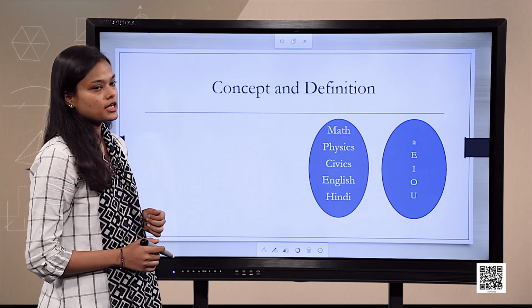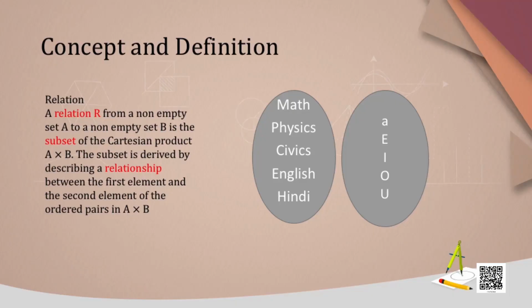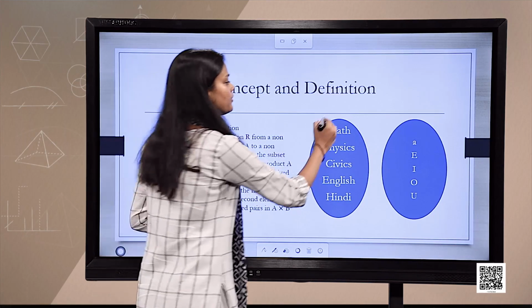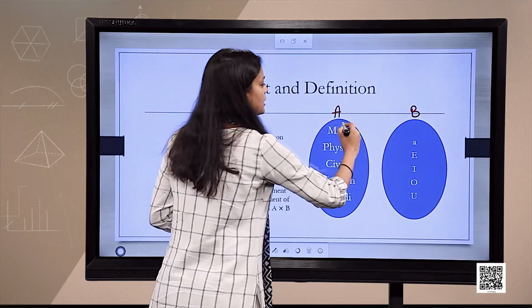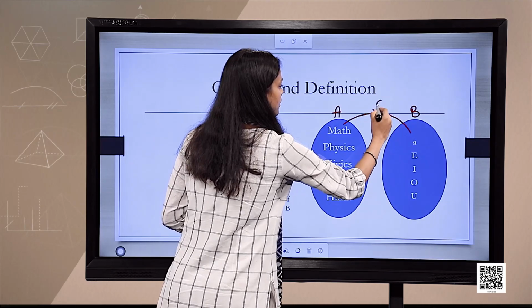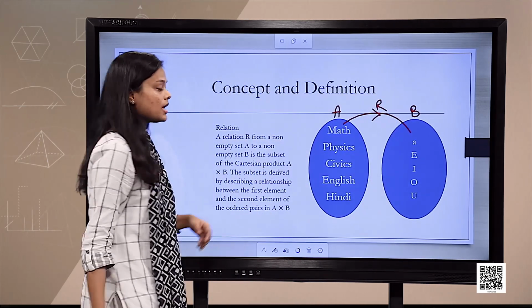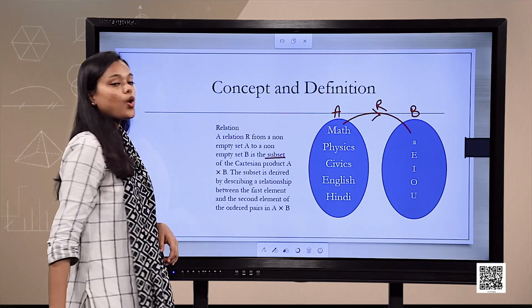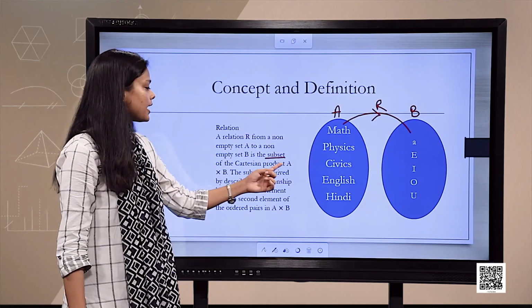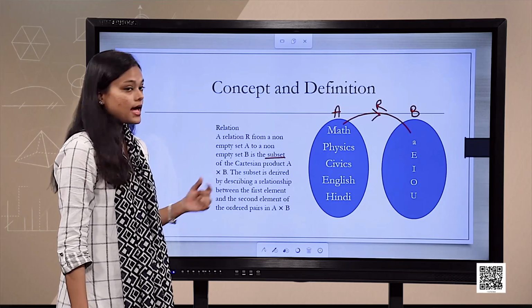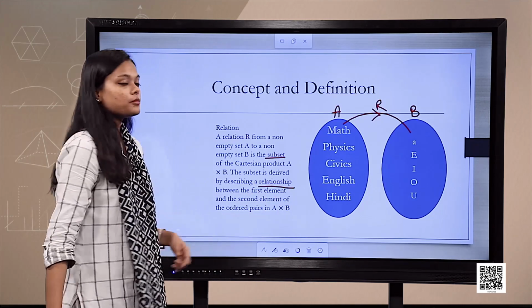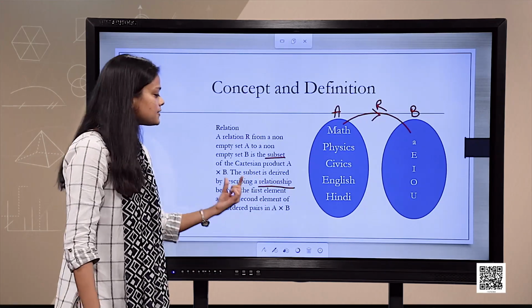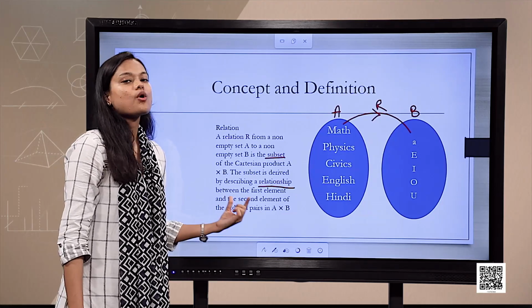The formal definition of the relation is a relation R from a non-empty set A to a non-empty set B. Remember, we have named this set as A, this set B, and relation R from set A to B is the subset of the Cartesian product A with B, and the subset is derived by describing a relationship between the first element and the second element of each ordered pair.